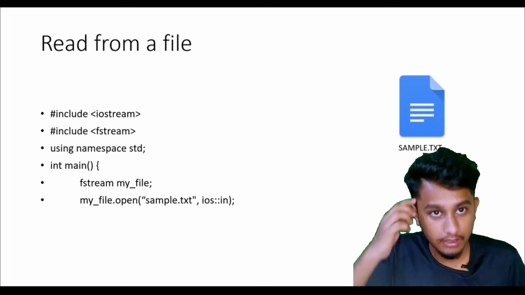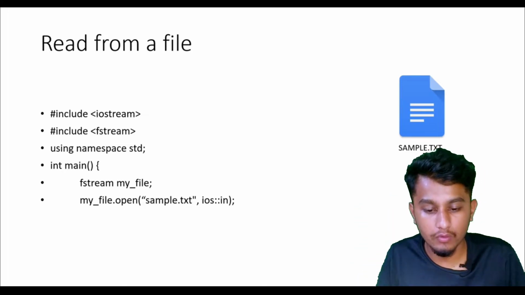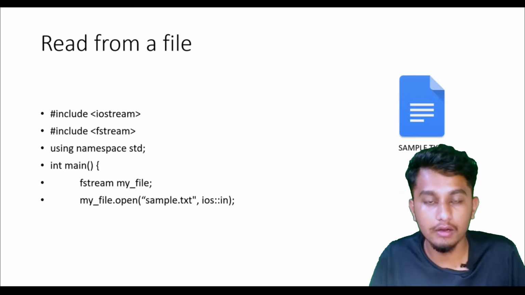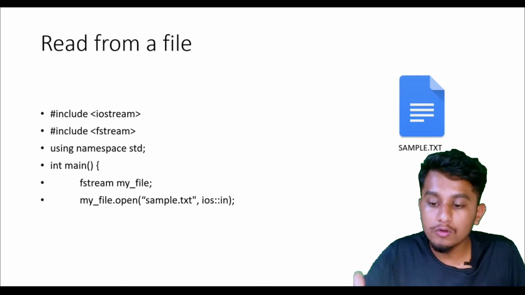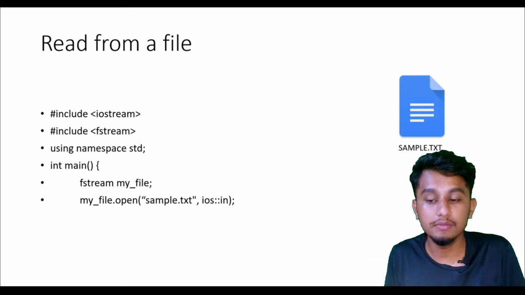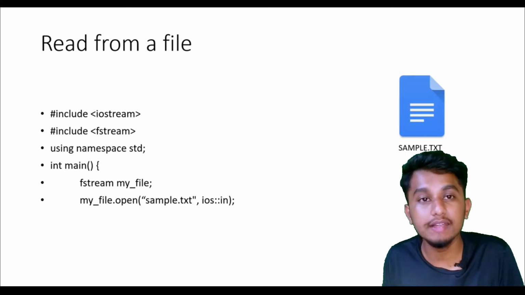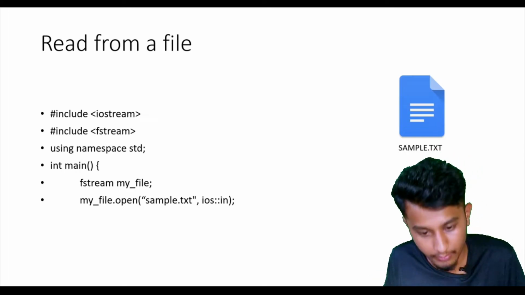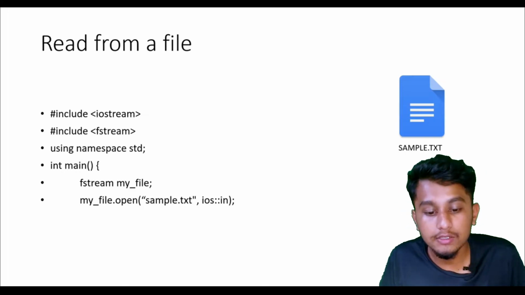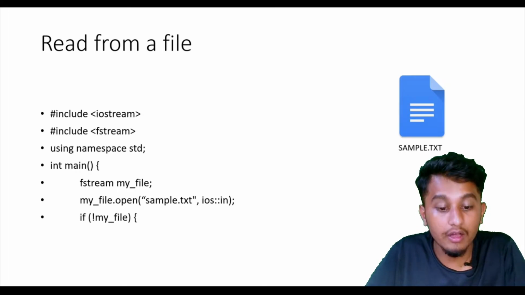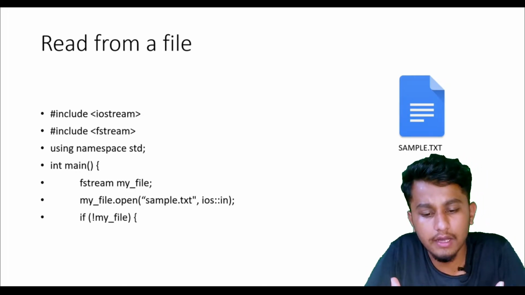In order to create the file, we wrote ios::out, right? Out is to create or to write the data into it, and in means we have to read the data inside the file. The file sample.txt already exists in the computer, and we are trying to access the data from sample.txt. Now again, we are checking whether that file does exist or not.